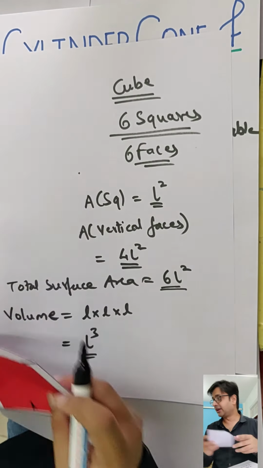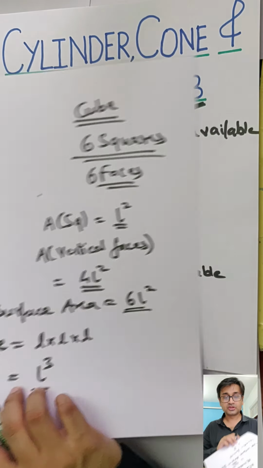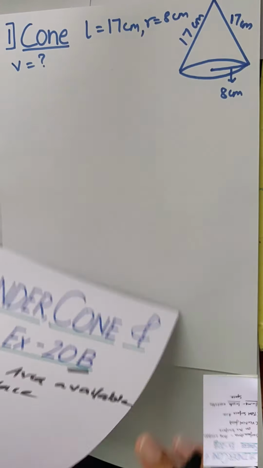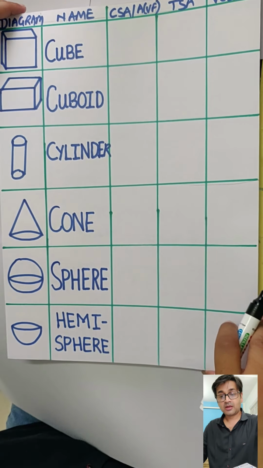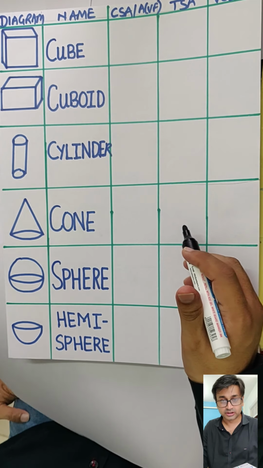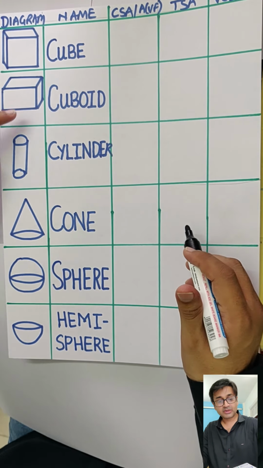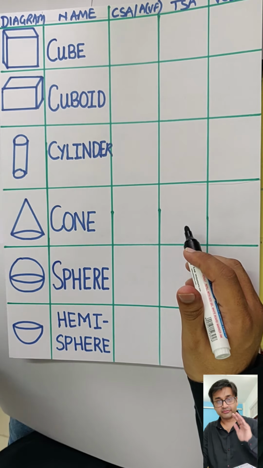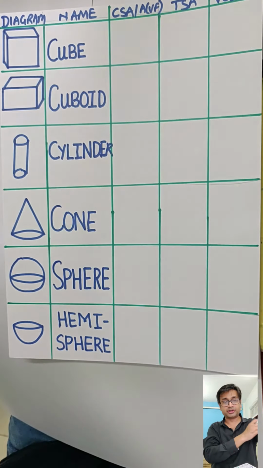Now let's get into the next one, that is a cuboid. Before we go on to the cuboid, let us continuously keep on updating. Basically in this topic, you are going to understand 6 major solids: cube, cuboid, cylinder, cone, sphere, and hemisphere. We will get onto that gradually, so don't bother about it.